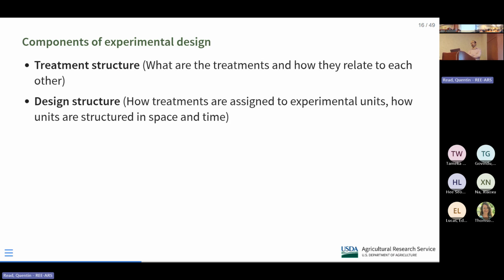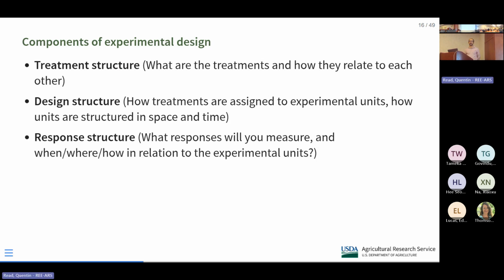Like if you have in your mice studies, you might have cages and multiple mice in each cage, the physical layout of the cages. If you did multiple runs of the experiment on different days or times, that would also be part of the design structure. And then the response structure: what responses will you measure and how does that relate to the experimental units?